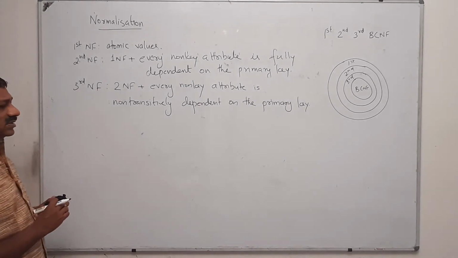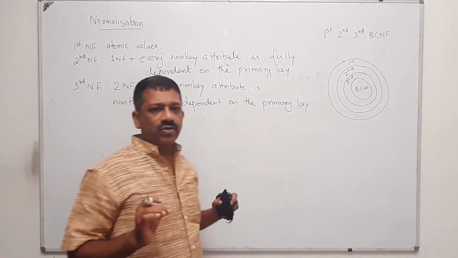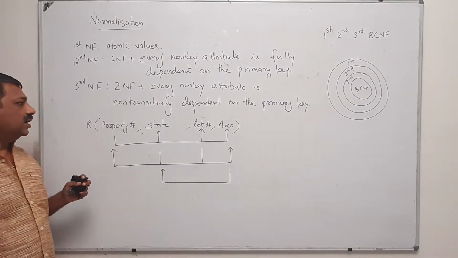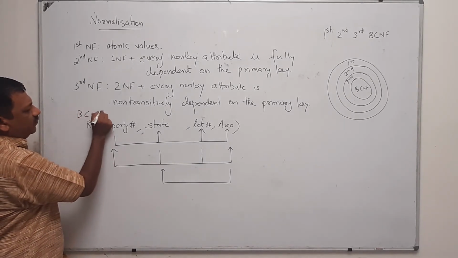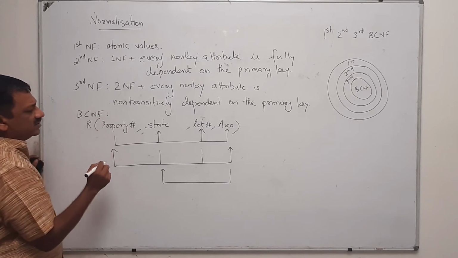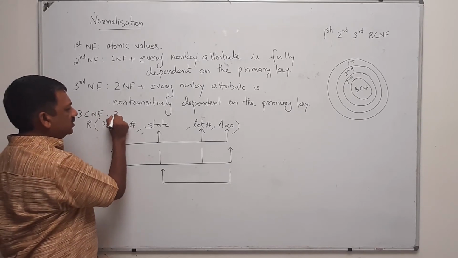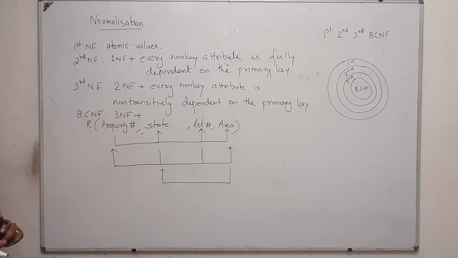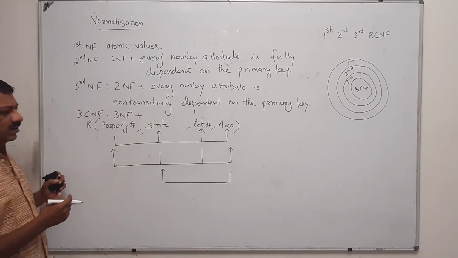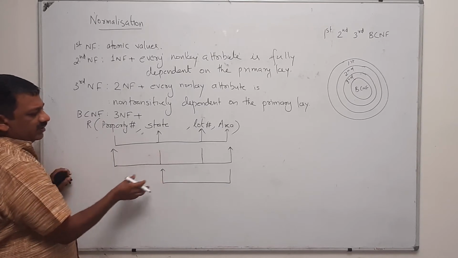And the last one is Boyce-Codd normal form. We are going to discuss the last one, which is BCNF, Boyce-Codd normal form. The first condition it has to satisfy is that it should be in third normal form, plus some other condition has to be satisfied. Here, see, these are the functional dependencies.